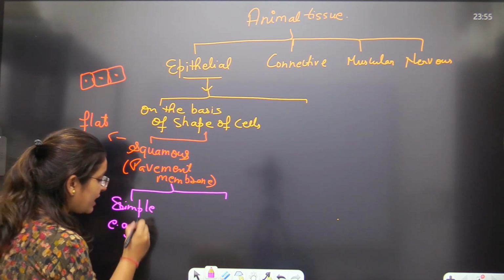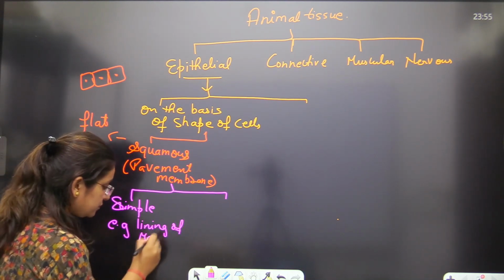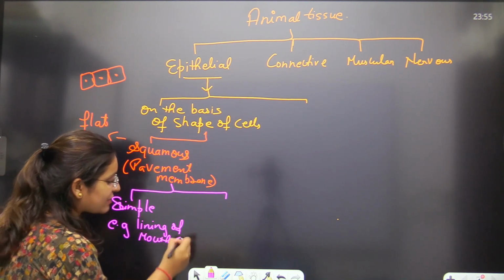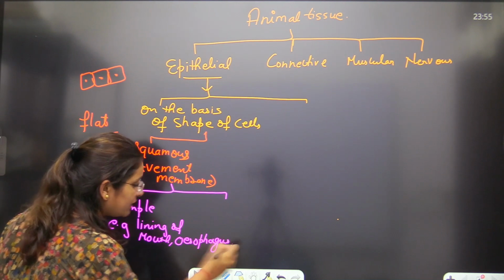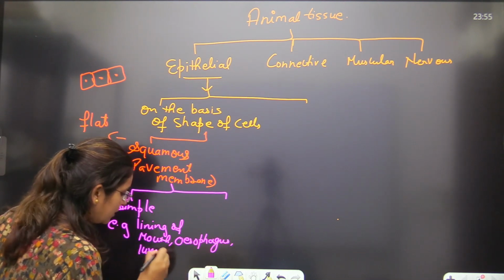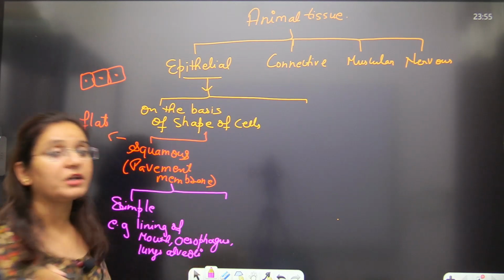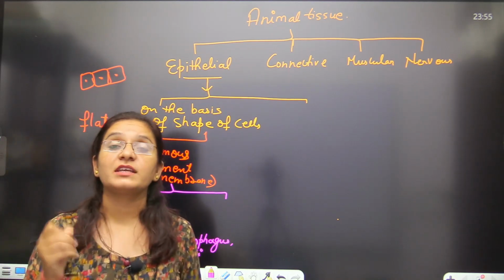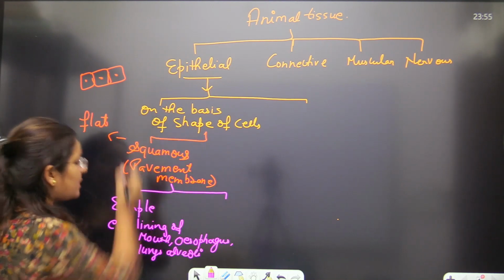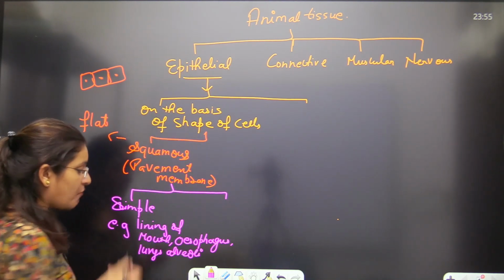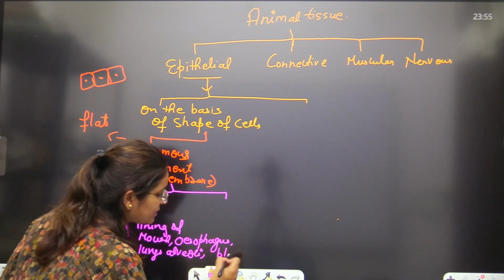It is present in the lining of mouth, esophagus, that is food pipe, and lung alveoli. You have to learn the location, children. It is very important to learn the location of various types of epithelial tissue. The simple squamous epithelial tissue is present in the lining of mouth, esophagus, lung alveoli and blood vessels.